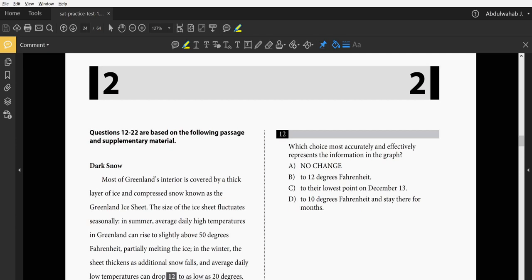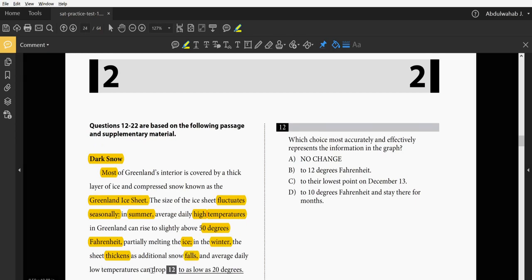So, dark snow. This is the topic of the text. Most of Greenland's interior is covered by a thick layer of ice and compressed snow, known as the Greenland ice sheet. The size of the ice sheet fluctuates. It changes seasonally from one season to another. In summer, average daily high temperatures in Greenland can rise to slightly above 50 degrees Fahrenheit, partially melting the ice. In the winter, however, the sheet thickens as additional snow falls and average daily low temperatures can drop to as low as 20 degrees.